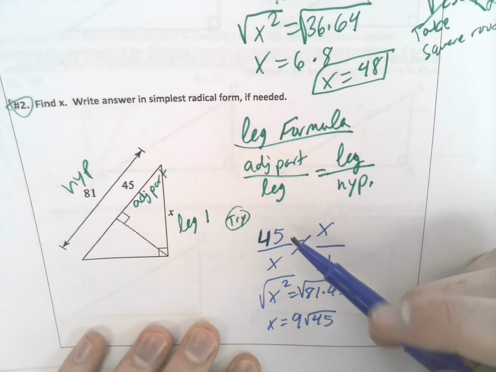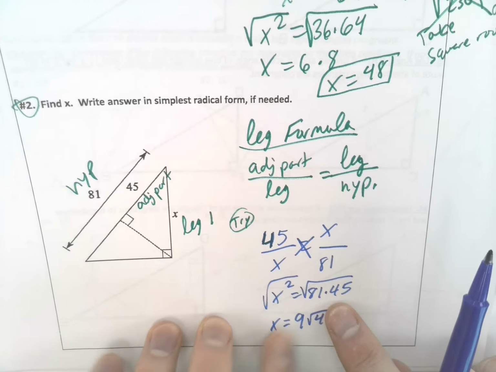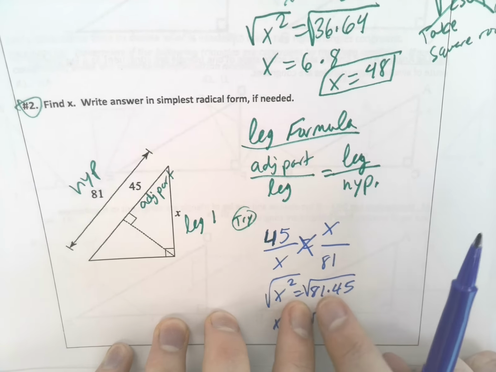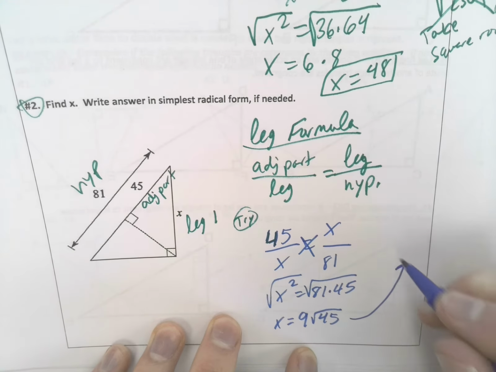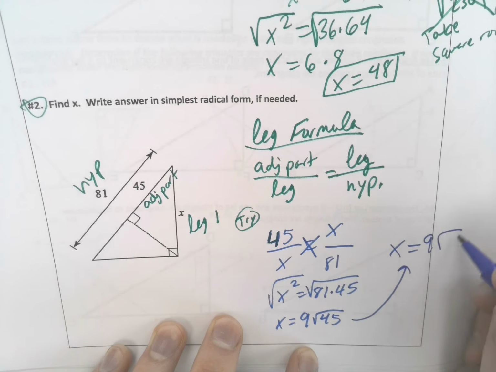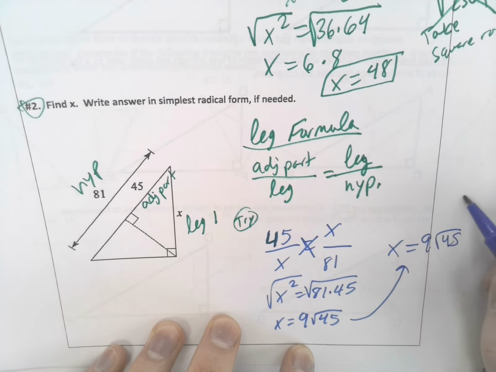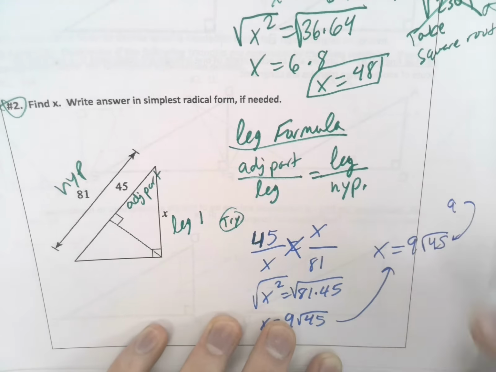So check this out. Once again, when we set this up and cross multiply, look what I did here, guys. I said, wait a minute, 81 is a perfect square. The square root of 81 is 9. But unfortunately, 45 can still be broken down. 9 goes into 45, and 9 is a perfect square.